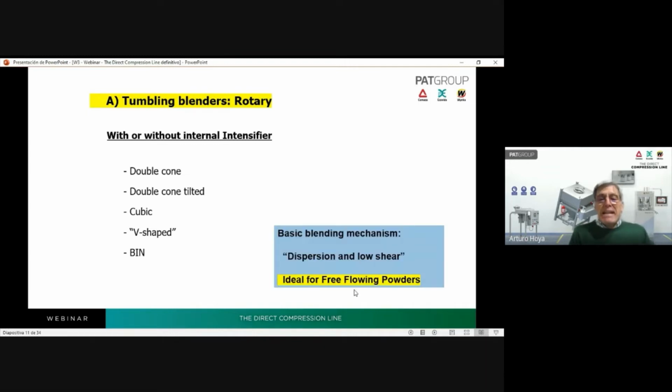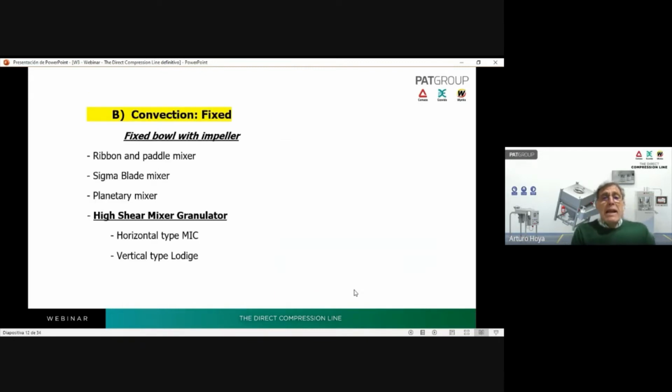blenders, and the basic mechanism of blending is the dispersion of a particle, but in these cases the shear is very low. So this type of tumbling blender, the rotary blenders, are ideal for free-flowing powders and are not ideal when the powders have cohesive properties, very cohesive properties. Well, on the other hand, the convection blenders are fixed.